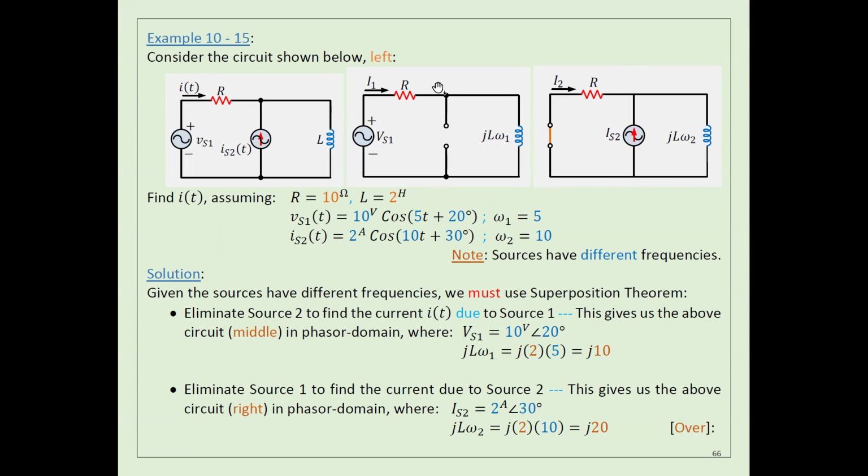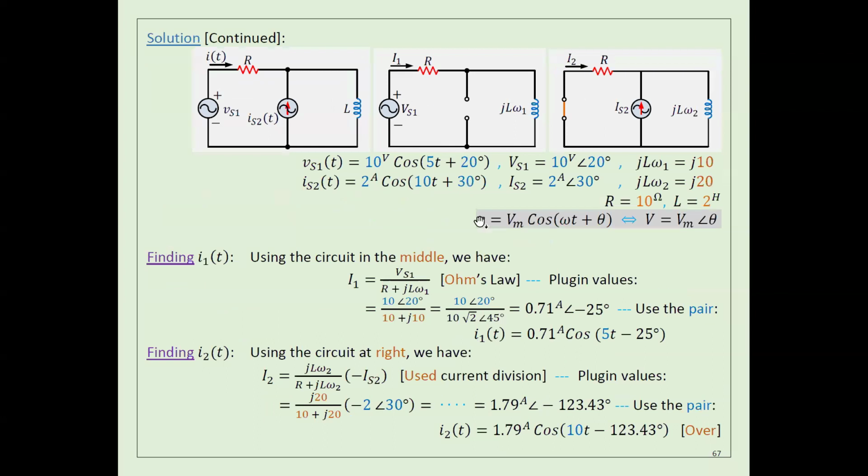Now I have to solve this circuit to find I1, and solve the other circuit to find I2, and then add I1 plus I2 to give me the total current I. At least now we have two circuits, and every circuit has only one omega. That's exactly what I want. So let's start, because that's very easy.